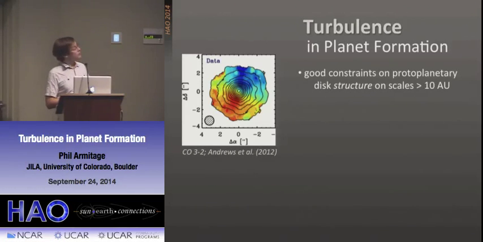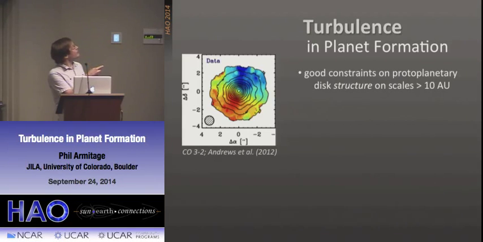However, on larger scales, we have quite good observations. Here's an example from some fairly recent work by Sean Andrews and collaborators. This is a map made in the radio at millimeter wavelengths. The contours here are showing the intensity of this submillimeter emission. And then the colors here are showing the Doppler shift of molecular lines observed in that system.